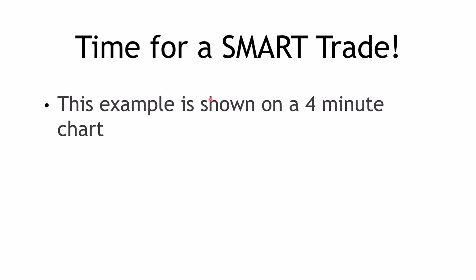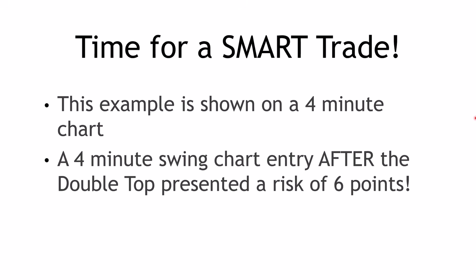Okay, so time for a smart trade. In this case, I'm showing you an example on a 4-minute chart. I wouldn't always use a 4-minute chart, but we'll look at that because that's what we're on. But on that 4-minute chart, a 4-minute swing chart entry after the double top has presented itself would give you a risk of 6 points on the trade. Now, the Australian dollar might move anywhere from 60 to 100 points in any given day. If you're risking only 6 points, and if this is a top, and if it's correct, if the market moves 60 points in your favor, you've just made a 10-to-1 reward to risk ratio on your trade.